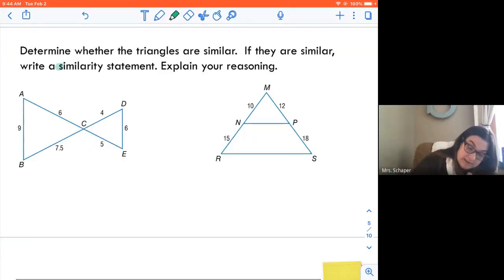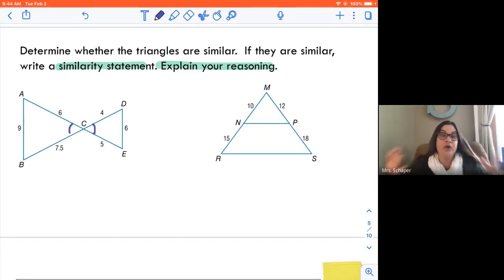So, similarity statement, explain your reasoning. Here we go. I know that those two angles are congruent, right? They're vertical angles. I don't know anything about parallel lines, so I can't say anything about any other angle. I can only go with this. So now I need to see if their sides are proportional.